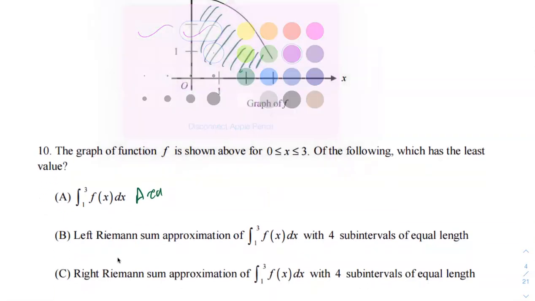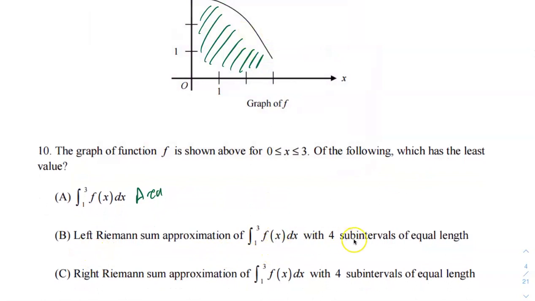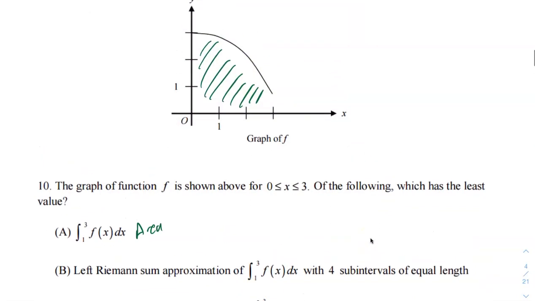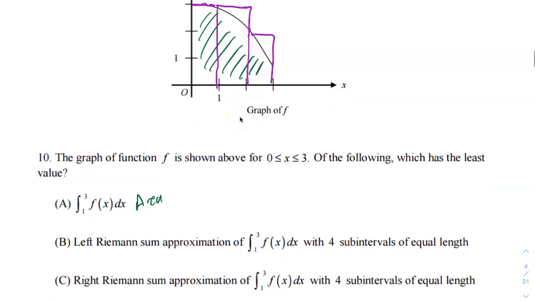Next one, the left Riemann sum from 1 to 3 with 4 subintervals. So left Riemann sum. So like that. I have 3 subintervals. It's the same. That doesn't really matter. Left Riemann sum, so we're starting on the left side. So left across, left across, left across. So that to me is an over approximation. So this is actually more. So B is bigger than A. So of these two, B is the bigger one. It goes over. I want the least one. So A right now is the winner.